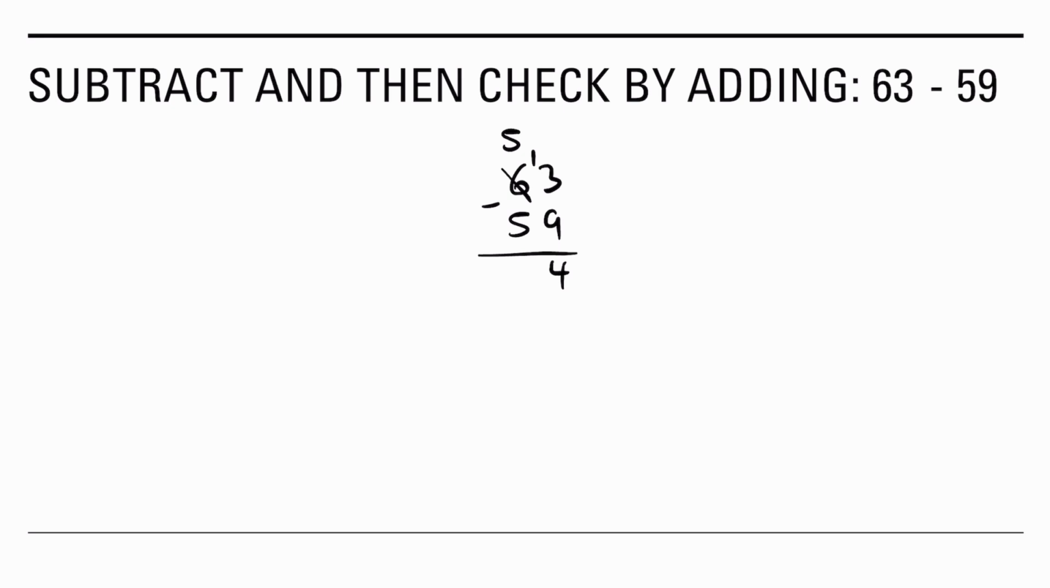So now we should go 59 plus 4. And that should equal 63. And so we get 9 plus 4. Well, that's 13. So we put the 3 there, carry the 1 over. Now 1 plus 5 is 6. And we get 63 back.